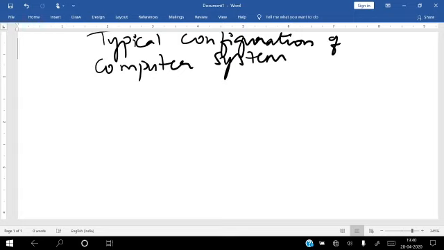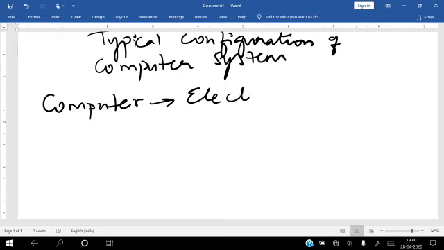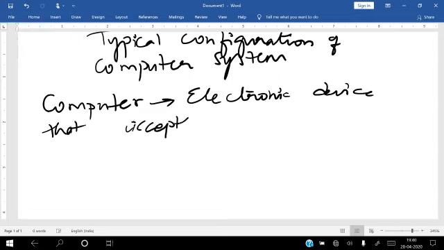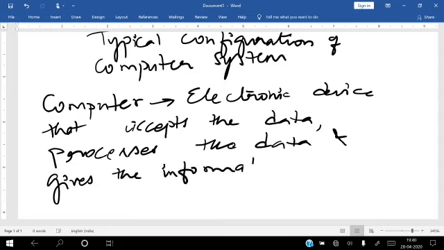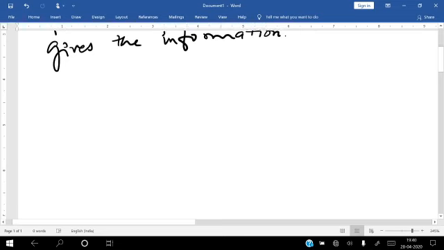A computer is an electronic device. You already know the definition for that. A computer is an electronic device that accepts the data, processes the data and gives the information. That is your result. This is the definition for your computer. Now, what are the two basic, important units of your computer?